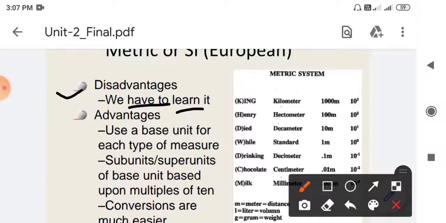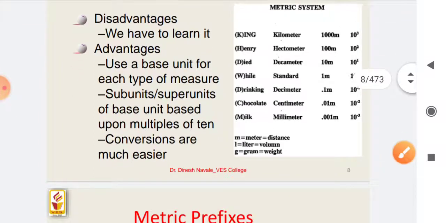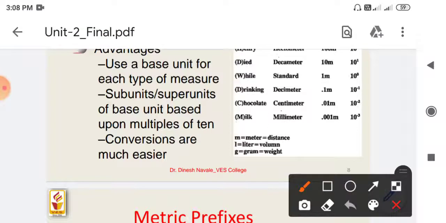So how can we learn this system? For learning this system we will require certain basic knowledge of the various parameters or variables which come as the basic variables. Okay, basic or the base unit. So for each variable there is a certain base unit that we must know, and once we get an idea about this base unit for each variable, we can derive all the values for the higher order or the lower order measurements.